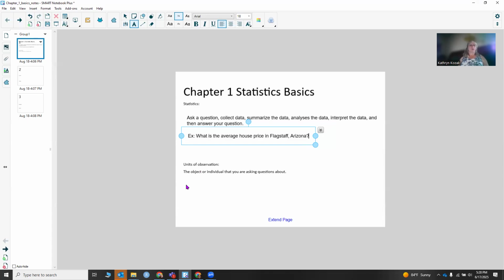So in this case, your unit of observation, and when we say unit of observation, these are not like measurement units. These are just what object, what item, what value, what thing you're measuring. And so in this case, we want to actually look at houses. So our unit of observation is just a house in Flagstaff, Arizona.